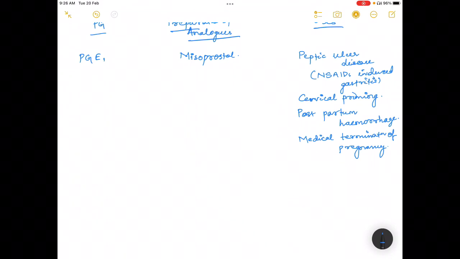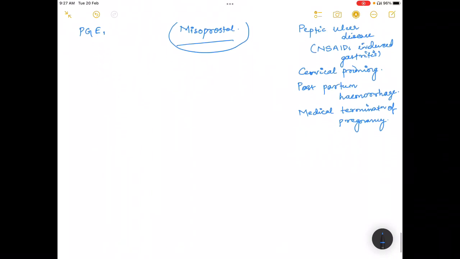Suppose a female patient with pregnancy presents to you with NSAID-induced gastritis, can misoprostol be given in this patient or not? As she is a pregnant case, if you give misoprostol, there will be medical termination of pregnancy. So misoprostol is contraindicated or avoided in this case because it will cause uterine stimulation.